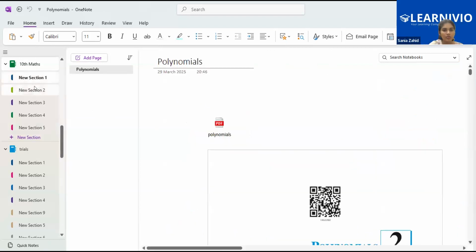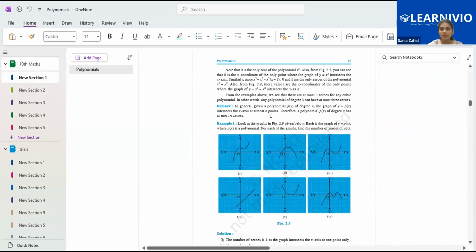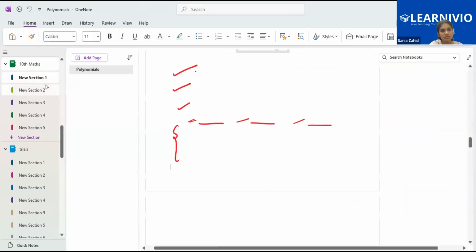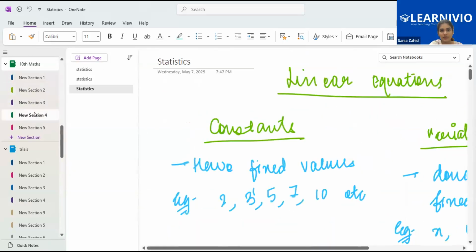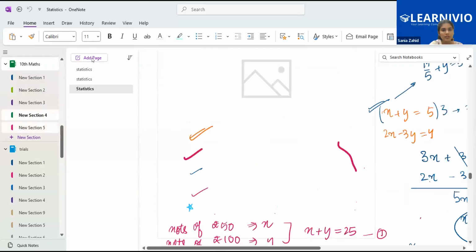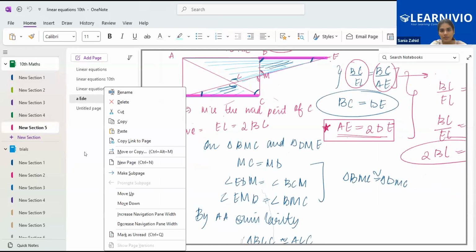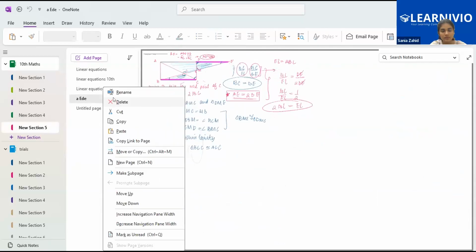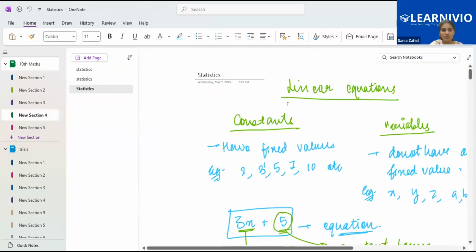So for your next lesson, see what all have we completed now. We did polynomials, that is completed. We were in statistics, in the middle. We left statistics in the middle, right? Yes, ma'am. Real numbers is done. Then triangles completed. Statistics we left in the middle. Then we came to this linear equations. Okay, so we'll complete statistics.